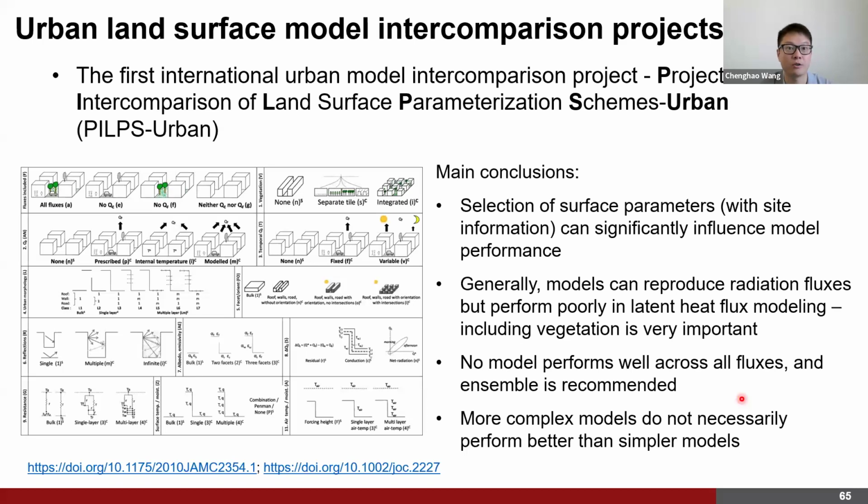For the sake of time, I will not go into detail, but the main conclusion of the first intercomparison project is that vegetation was poorly represented in most of the models at that time. One interesting finding is that more complex models do not necessarily perform better than simpler models. So we might need some models with intermediate complexity, so that we can both capture some essential physical and biophysical processes while saving our computational cost.